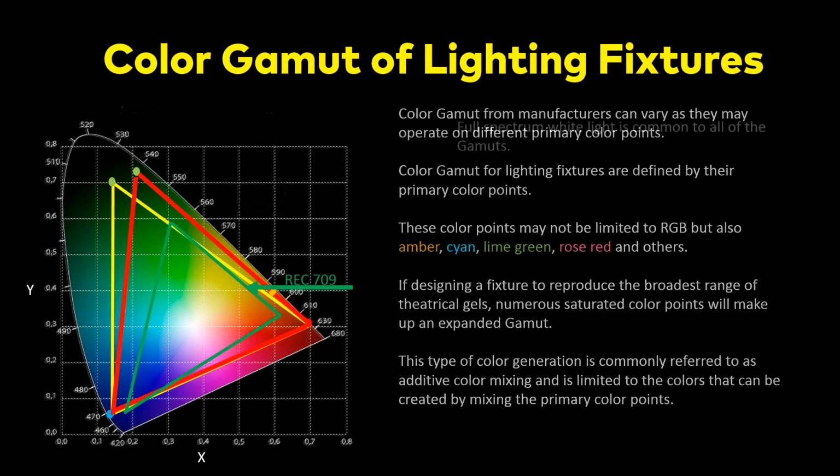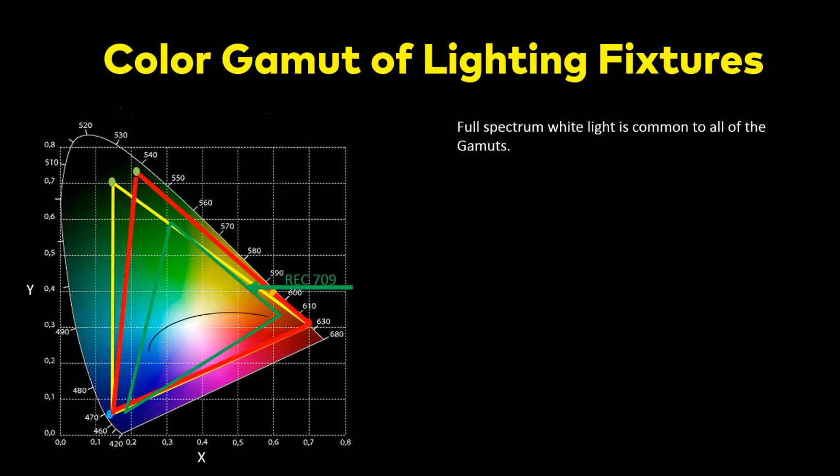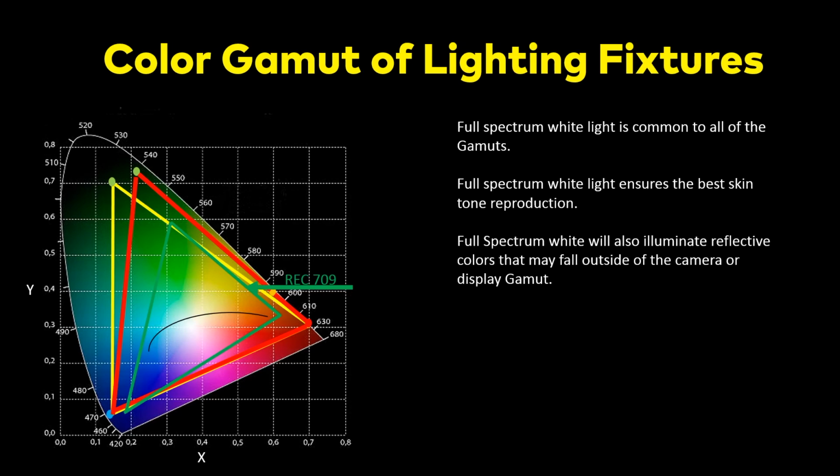Now, what's common to everything here is the white. The white falls in the middle. Its full spectrum assures your best skin tones and tonal reproductions. It'll also illuminate colors that may fall outside of the camera or the display gamut. So there are reflected values on your subject matter. That white, if it's a full spectrum, will illuminate that, and it'll reflect back to the camera.